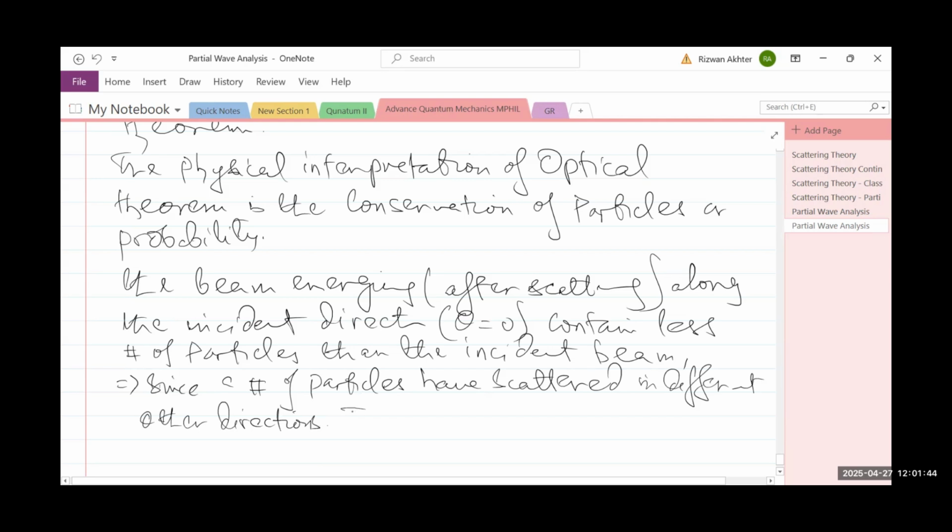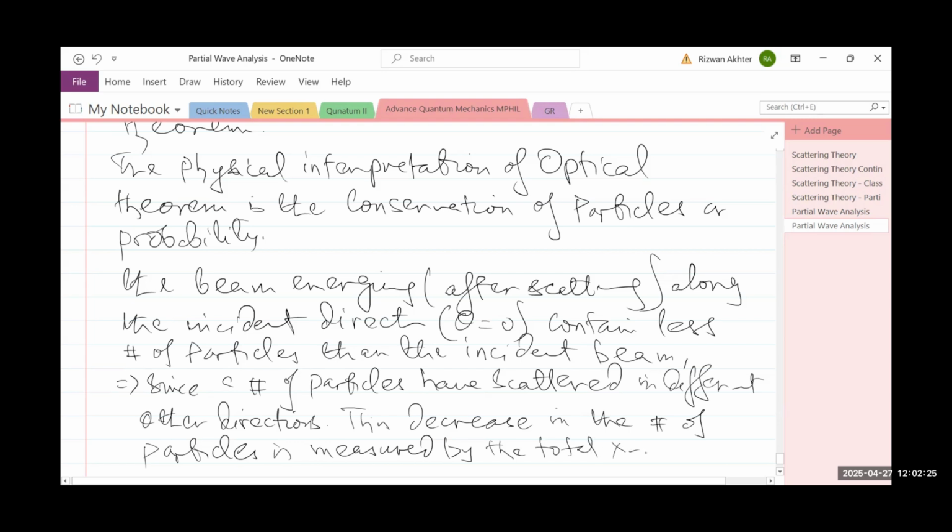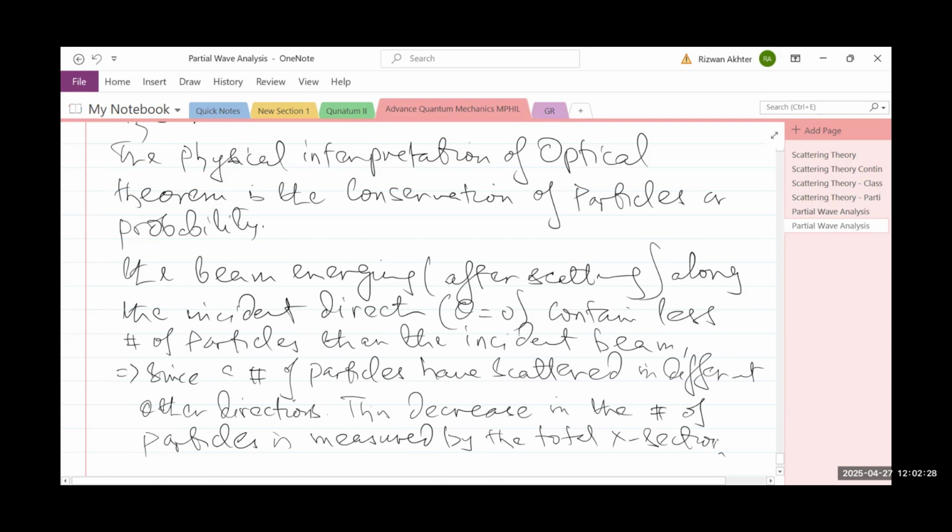So this decrease, how do we relate this decrease? We can relate this decrease in the number of particles with the total scattering cross section. This decrease in the number of particles is measured by the total scattering cross section, the total cross section sigma.